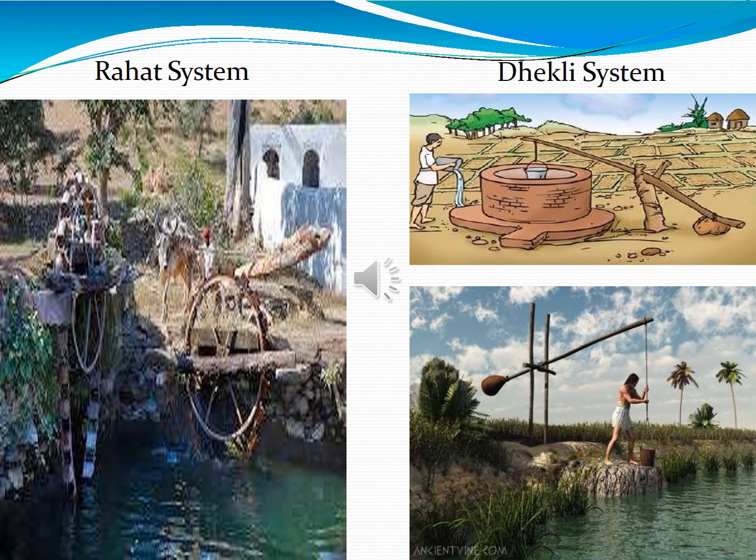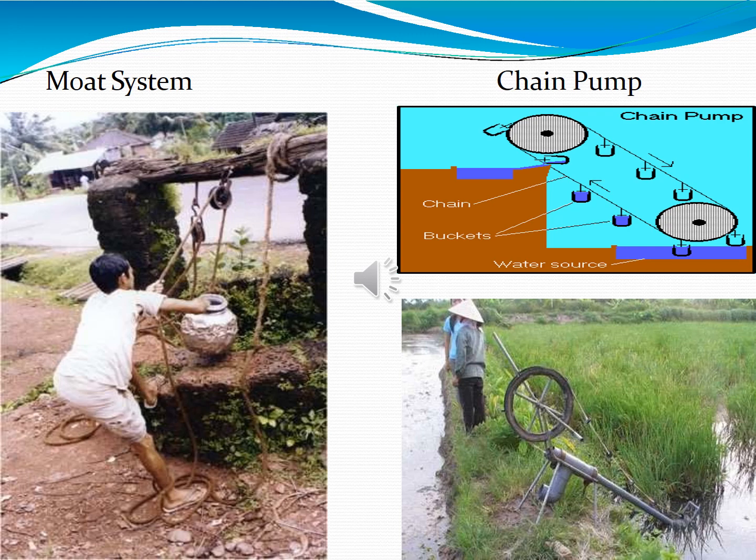These are the pictures of the traditional methods of irrigation: Rahat system, Dekli system, Moat system, and chain pump.